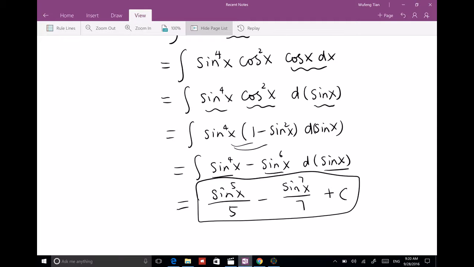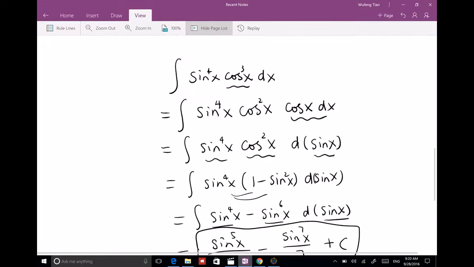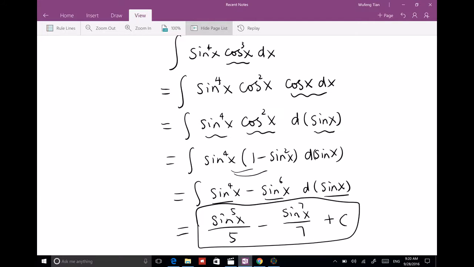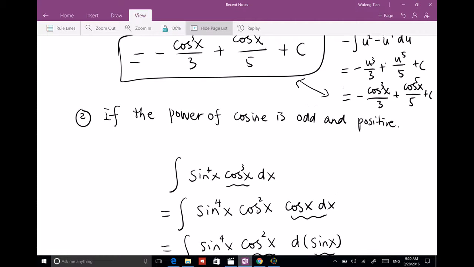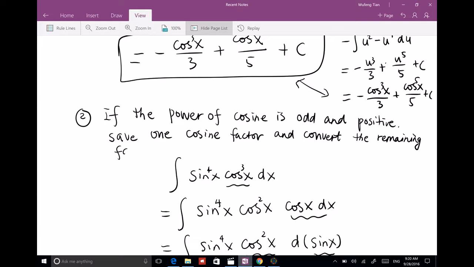Okay. All right, so you do exactly the same thing. Well, let me just finish. I think you can finish that by yourself if you don't have it. So if it's odd and positive, we do the same thing: we save one cosine factor and convert the remaining factors to sine.